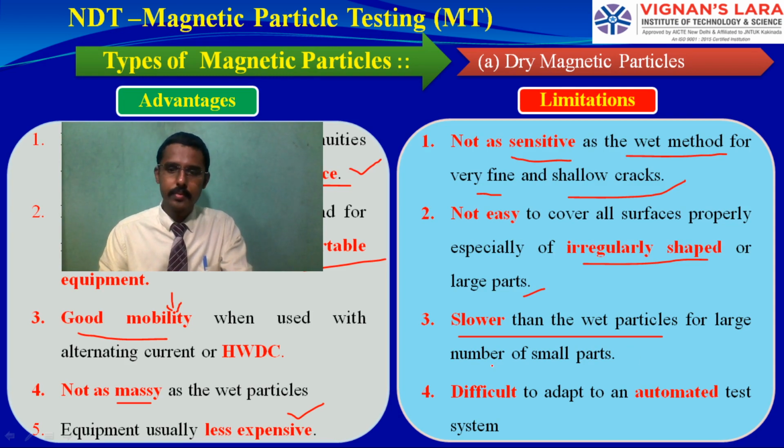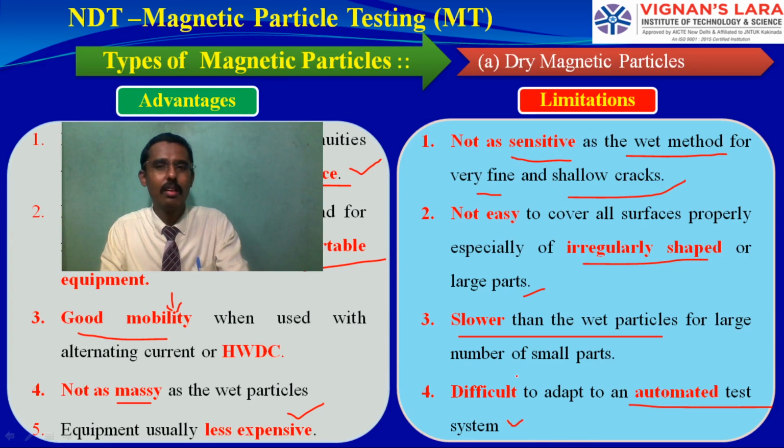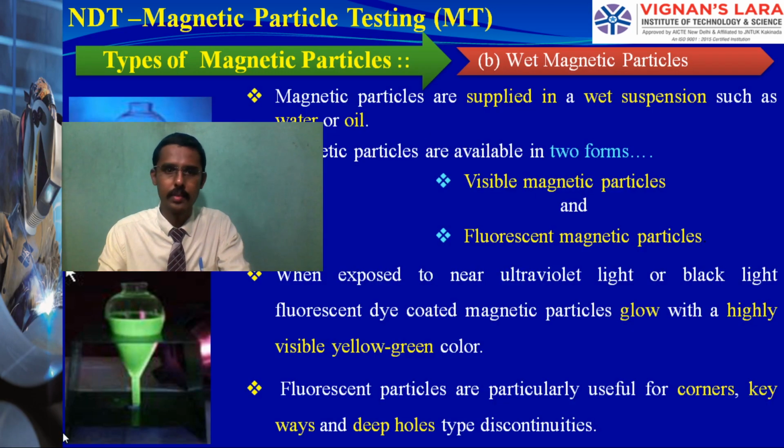Next, it is difficult to adapt an automated test system. Adapting particles is difficult, since dry particle inspection is a non-automated process. That is why there are some limitations for dry magnetic particle inspection.